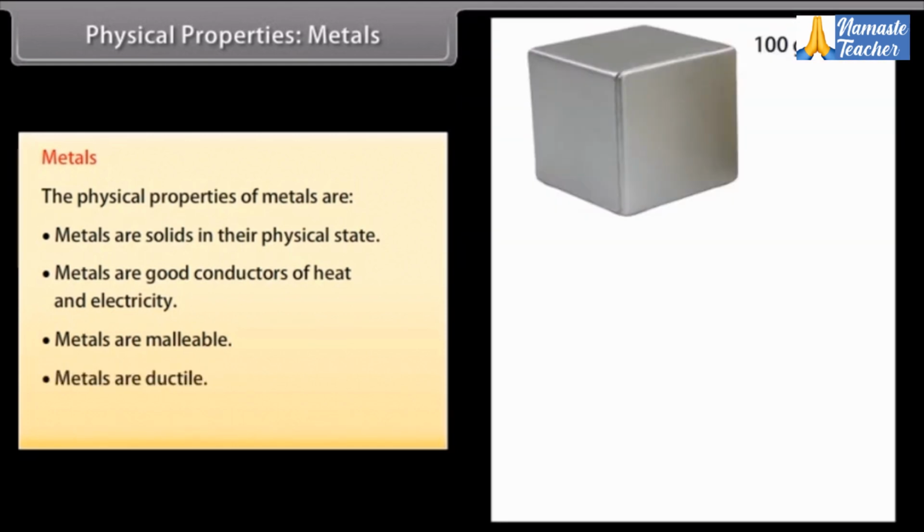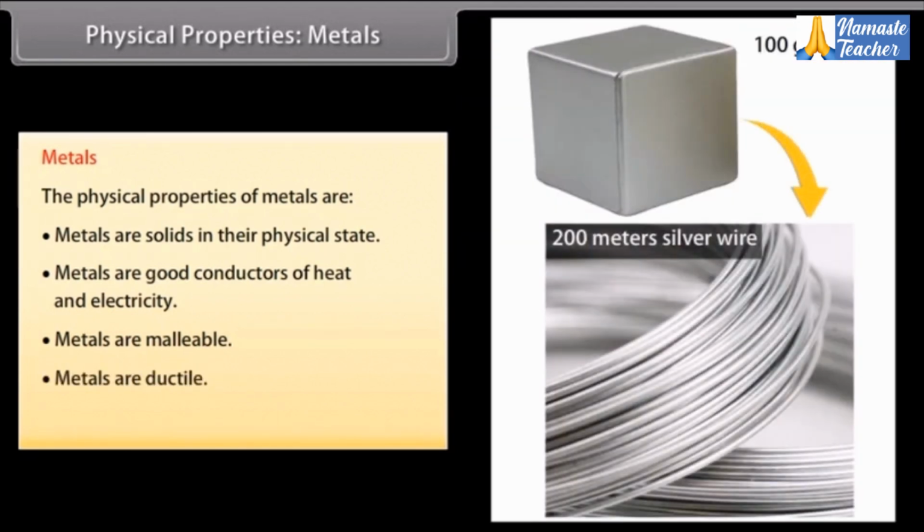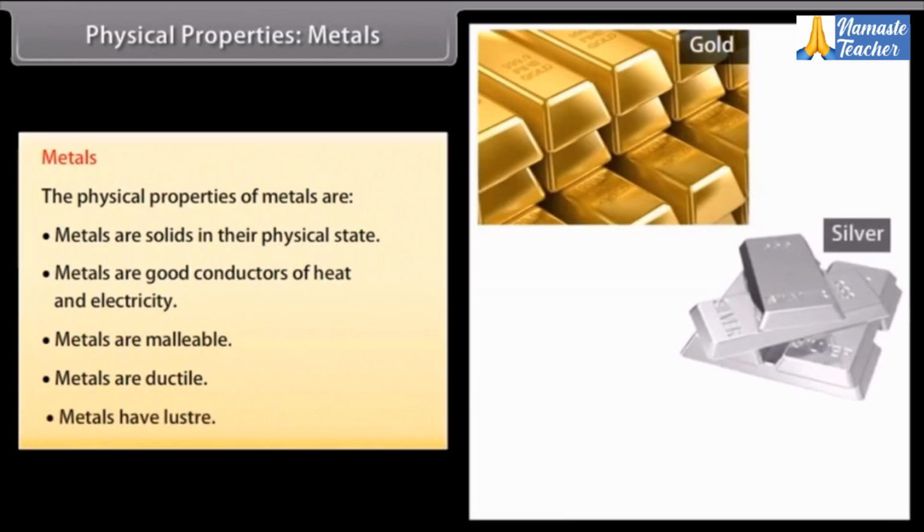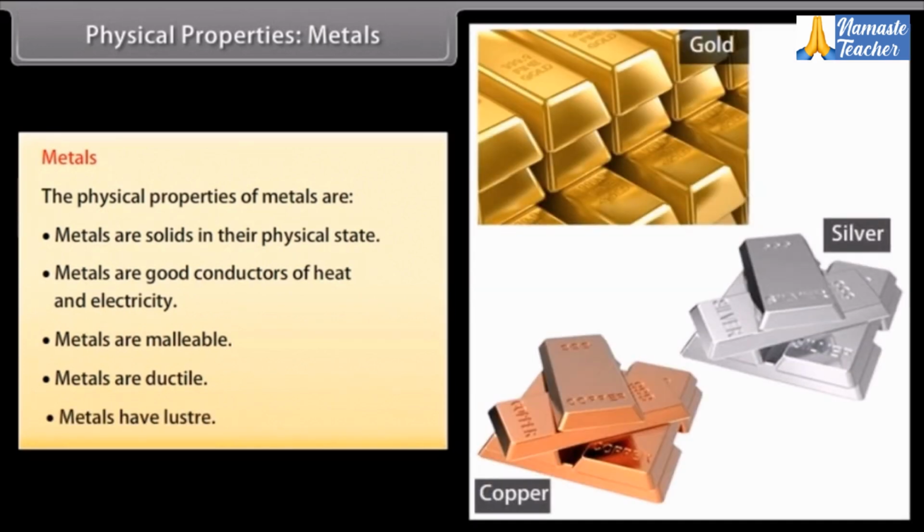Ductile: metals can be drawn into wires. For example, 100 gm of silver can be drawn into a thin wire of about 200 meters long. Luster: metals reflect light from their shiny surface. They can also be polished. For example, gold, silver, and copper are metals with a shiny surface and can be polished.